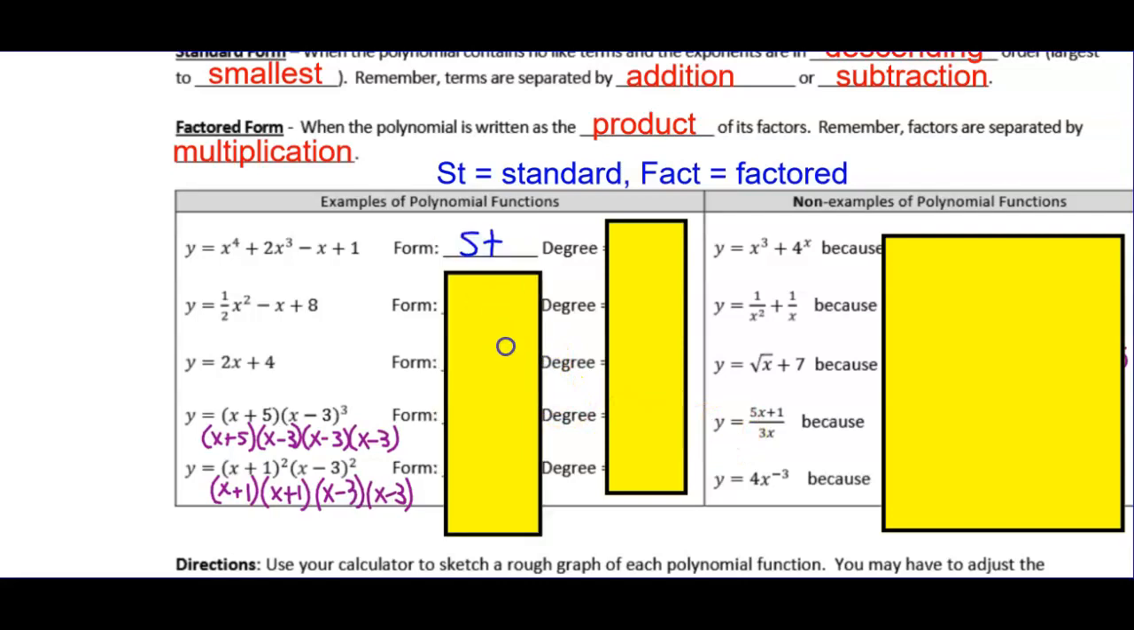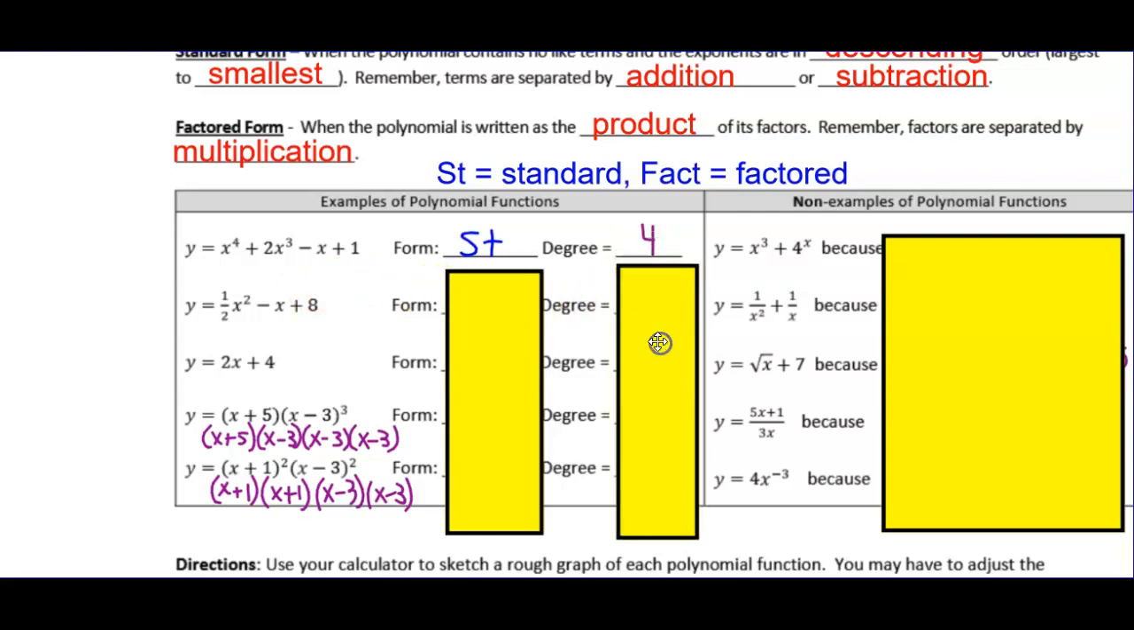Okay, the first one is in fact in standard form because those exponents are decreasing. And notice it's missing a square. That doesn't matter. As long as the exponents that are there are decreasing, it's fine. And the degree here would be 4. So just looking for the highest exponent.